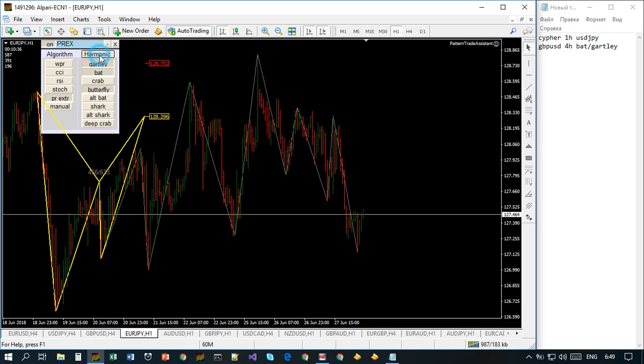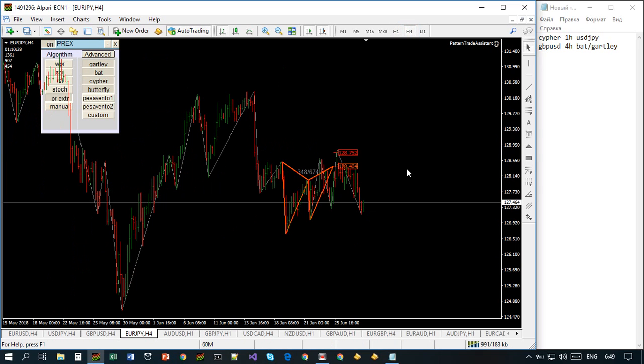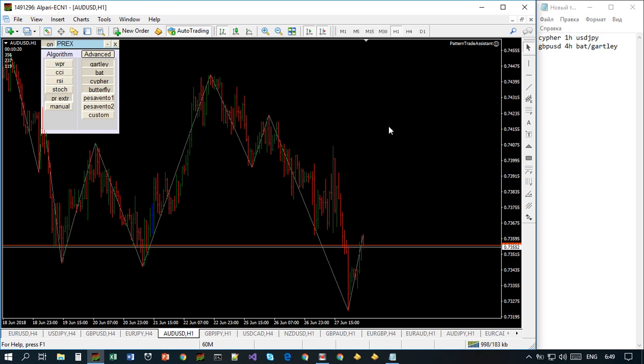Nothing to my taste. Nothing fulfilling the ratios. And 4 hour. Okay, nothing that is forming for trading. Aussie dollar 1 hour.